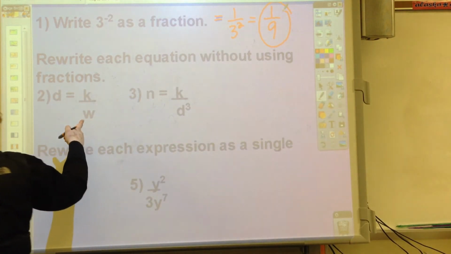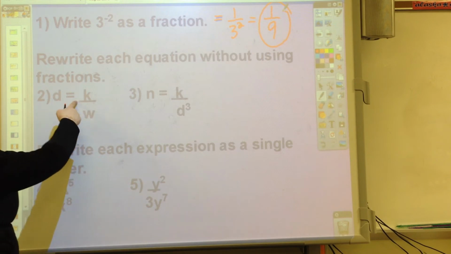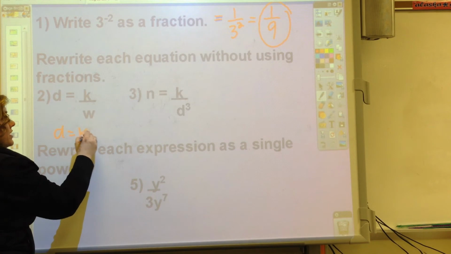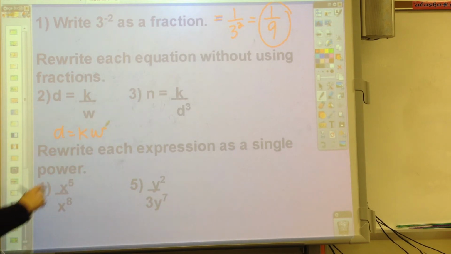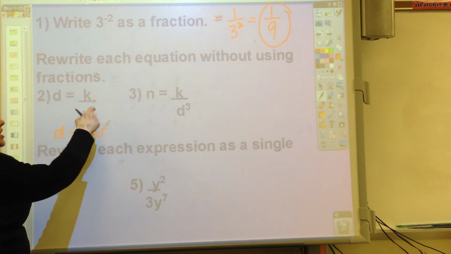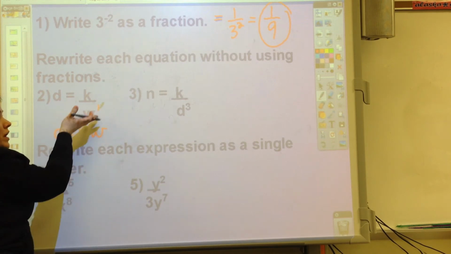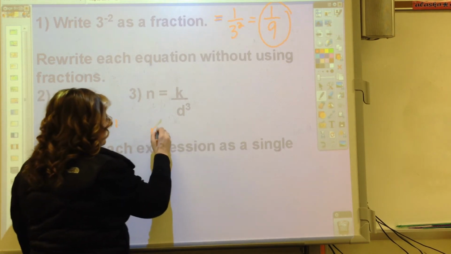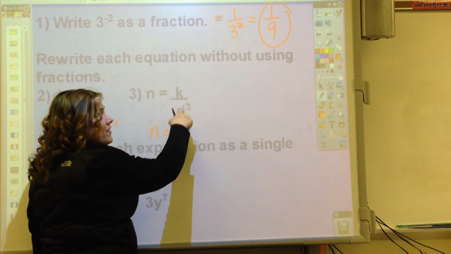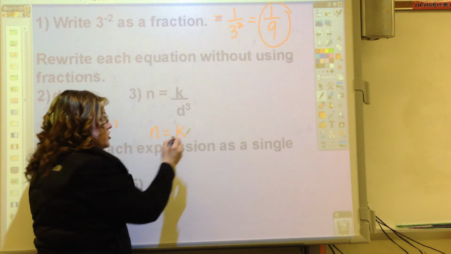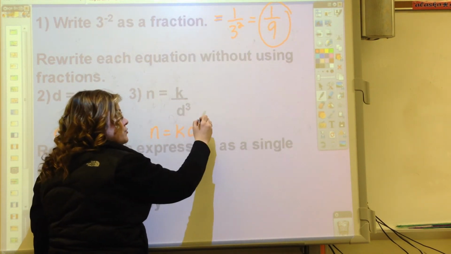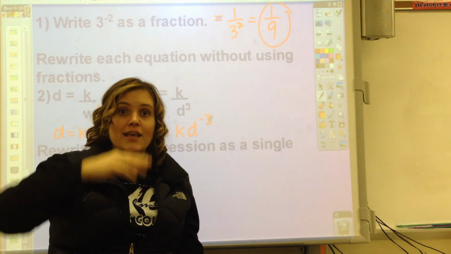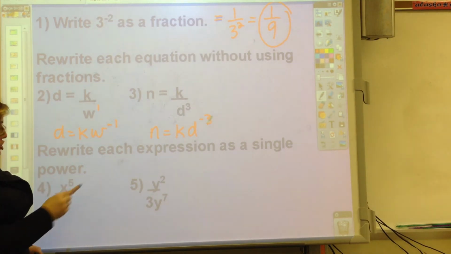Now, here, if I want to write each of these equations without fractions, W is going to have to cross the fraction line, which means its exponent will change. It was a power of 1, so when I bring it up to the numerator, it will be the power of negative 1. For n equals k divided by d cubed, d is going to come up to the numerator, so the sign on its exponent must change. Whenever a variable crosses the fraction line, the sign on its exponent must change.